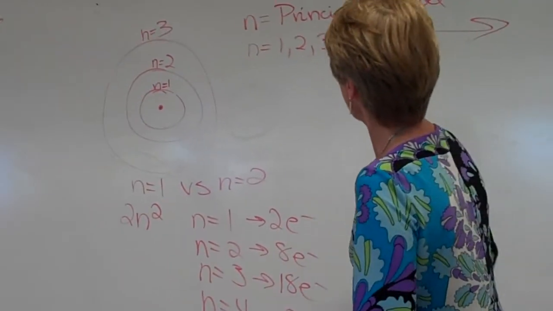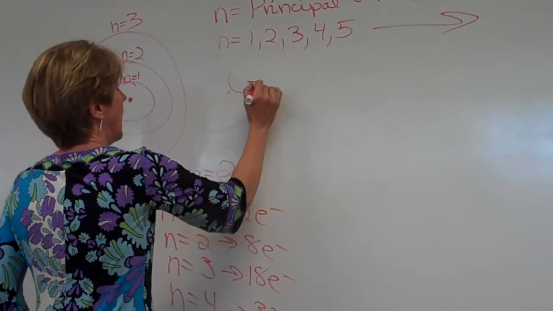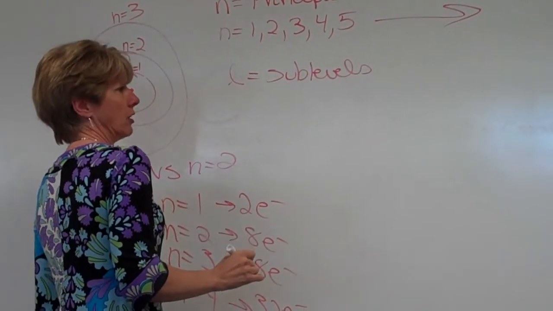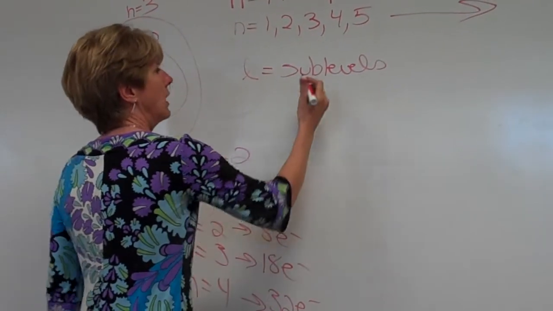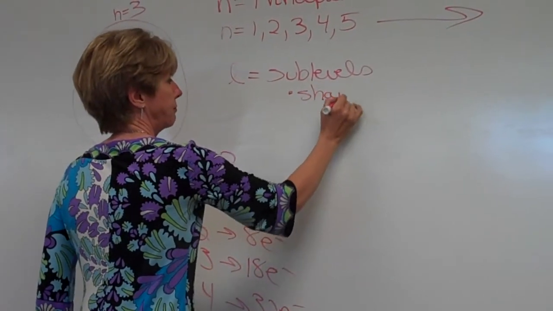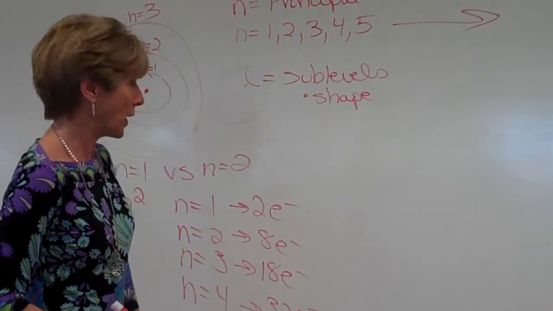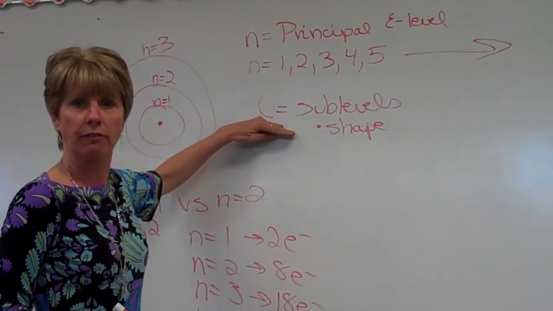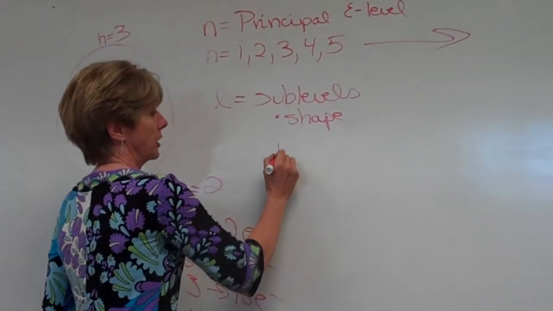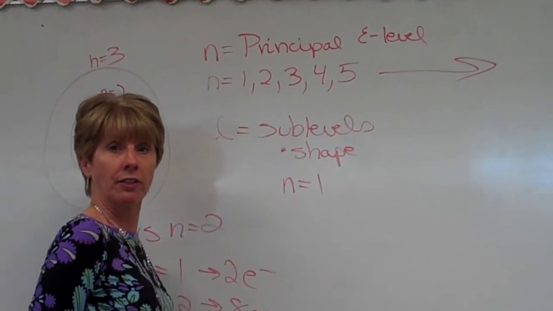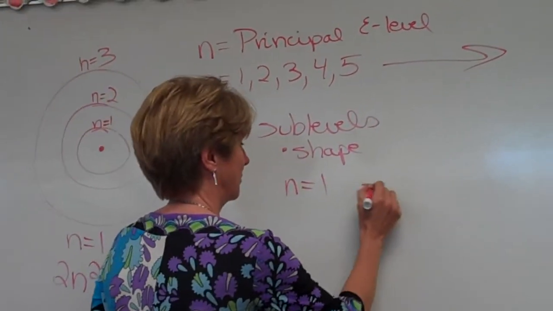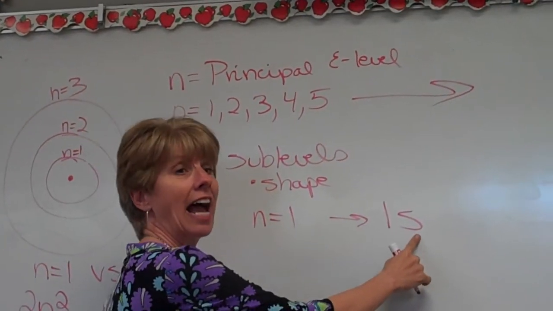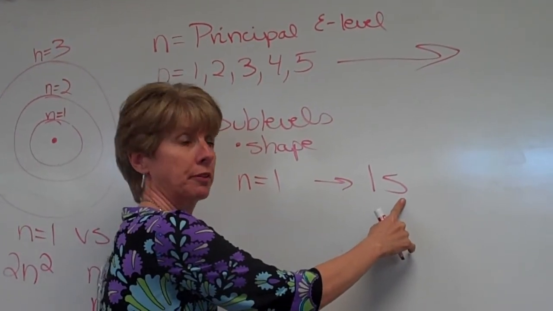The second quantum number is L. L is sublevels. The sublevel of an atom tells you the general shape. Remember? Okay? Every energy level is made up of sublevels. In the first energy level, there's one sublevel. What's its name? 1s. Remember, an S has a spherical shape.